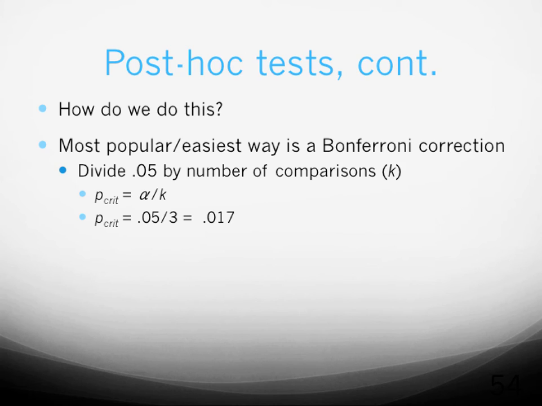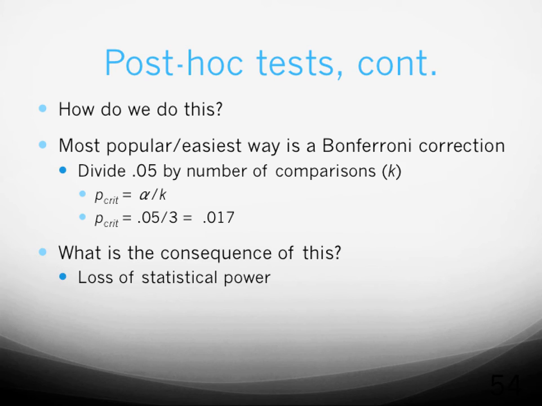So now, instead of having a 5% chance of saying that there is a significant difference when you are incorrect, it's now down to 0.017. And so that just means that we're getting stricter and stricter because we are doing more and more tests. The consequence of this is a loss of statistical power. It's harder to find differences between groups because you have this smaller p-value. That's why we don't have the criterion set at 0.017 to begin with, in part at least: we want to be able to find these effects.